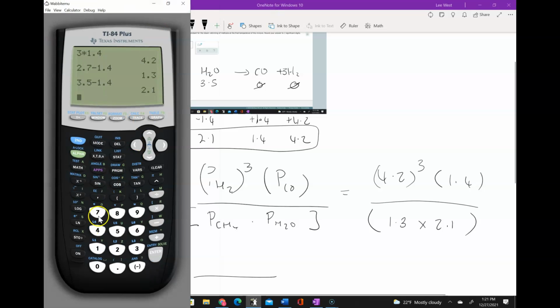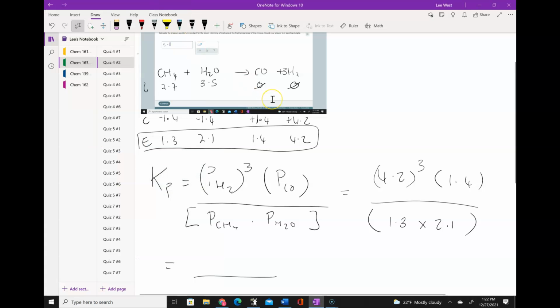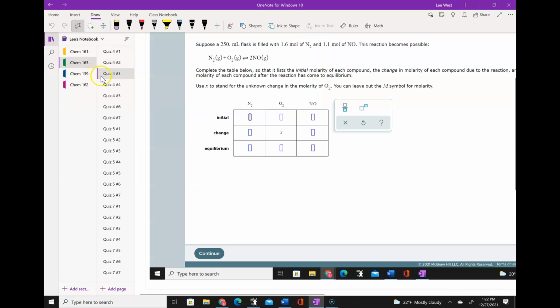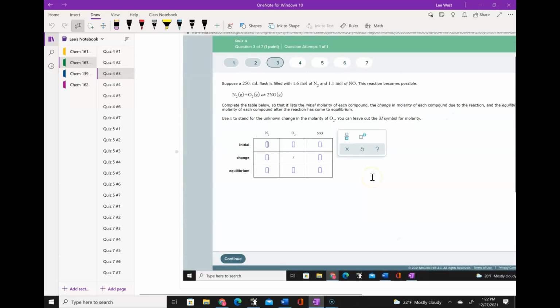So just carefully putting this in, 4.2 cubed times, oh, we don't like that, do we? Need to hit this extra button, times 1.4 divide, put this whole thing in parentheses, 1.3 times 2.1, and remember a number that's not too big, not too small, right? 38. So 38.0, we're asked for two significant figures, so 38 is perfect. Not a huge number, not a tiny number, just a Goldilocks number right in the middle there.